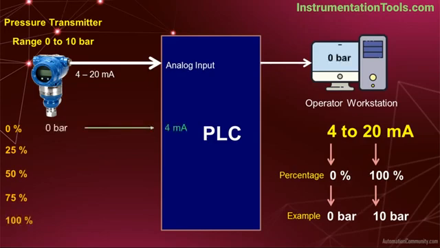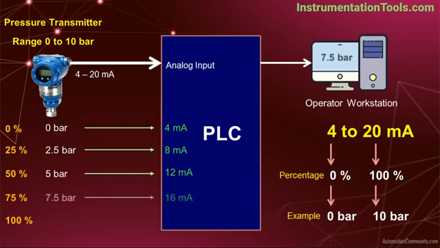If the process pressure is 0%, that is 0 bar, then the pressure transmitter sends 4 mA to the PLC, and it displays 0 bar pressure to the operator. If the process pressure is 25%, that is 2.5 bar, then the pressure transmitter sends 8 mA to the PLC, and it displays 2.5 bar pressure to the operator. If the process pressure is 50%, that is 5 bar, then the pressure transmitter sends 12 mA to the PLC, and it displays 5 bar pressure to the operator.